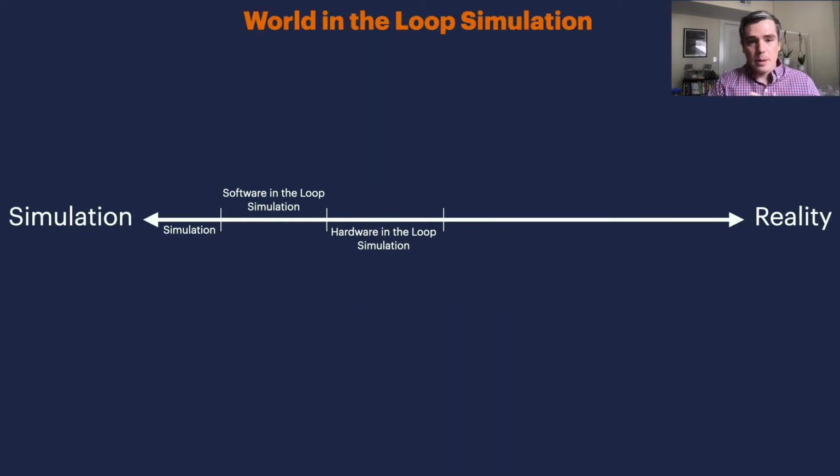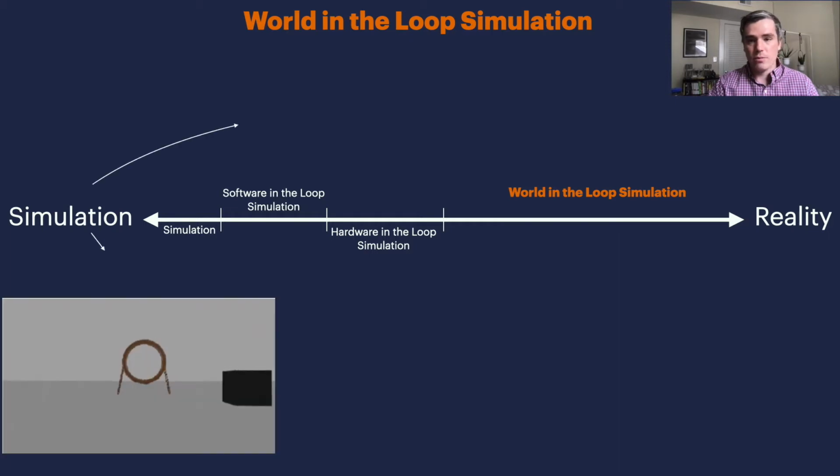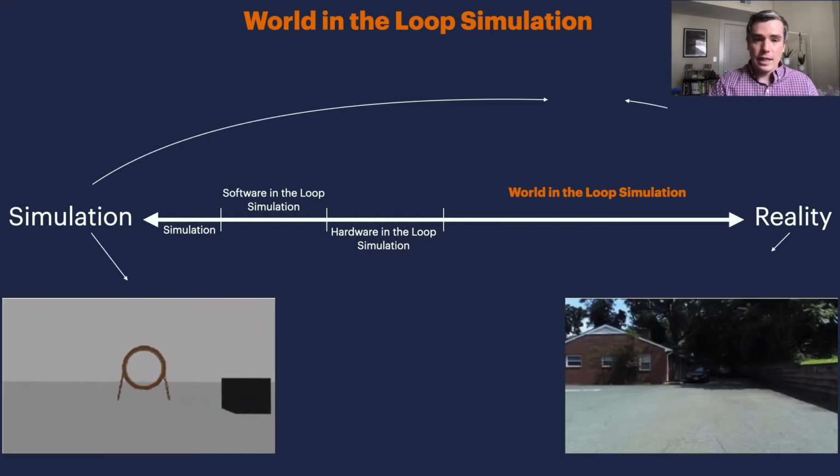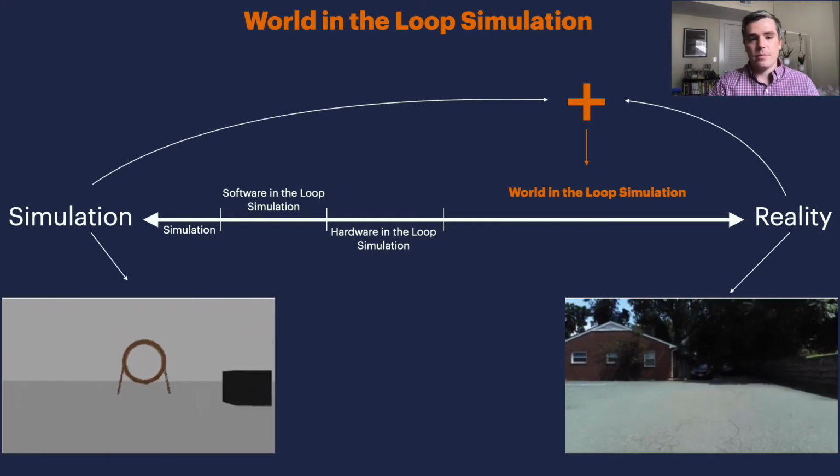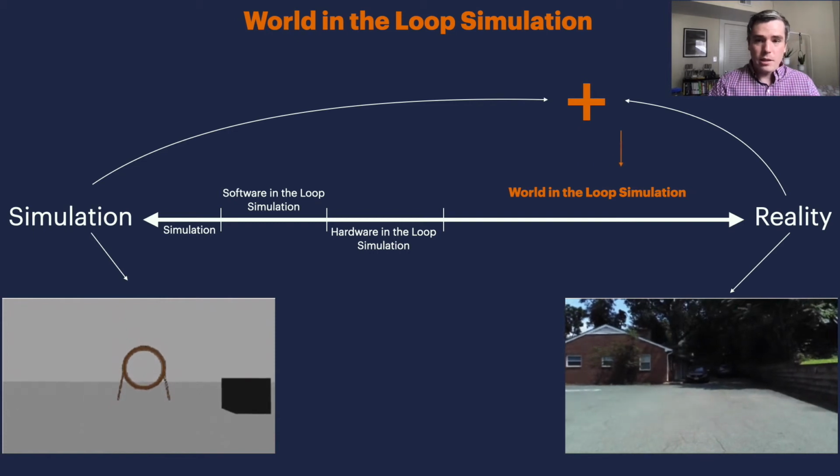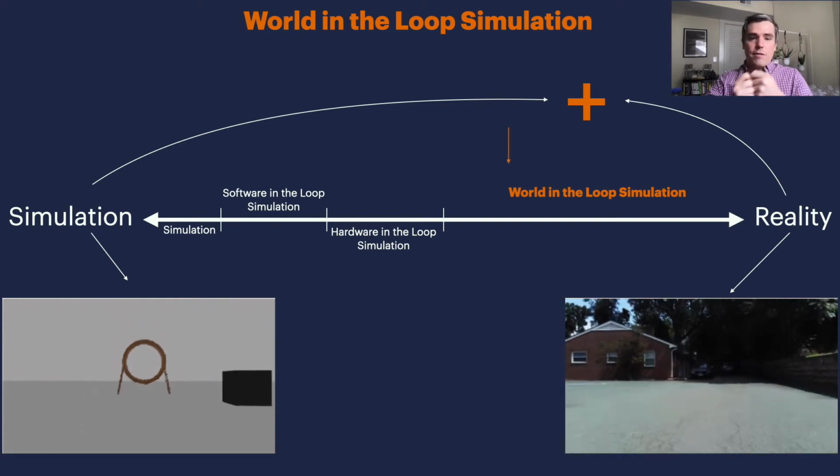The goal of this paper is to introduce a technique that allows us to close this gap. We call this world-in-the-loop simulation. This approach takes parts of simulation, as well as parts of reality, and combines them. And then depending on how we combine them, we can move between simulation and reality.